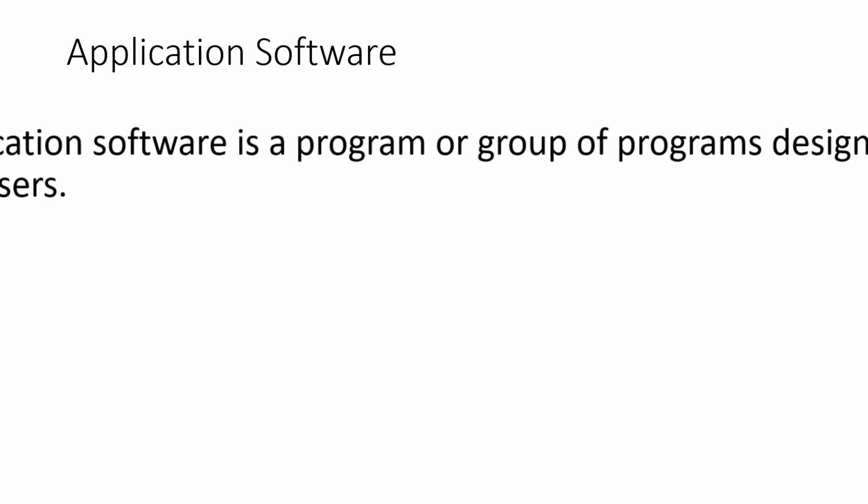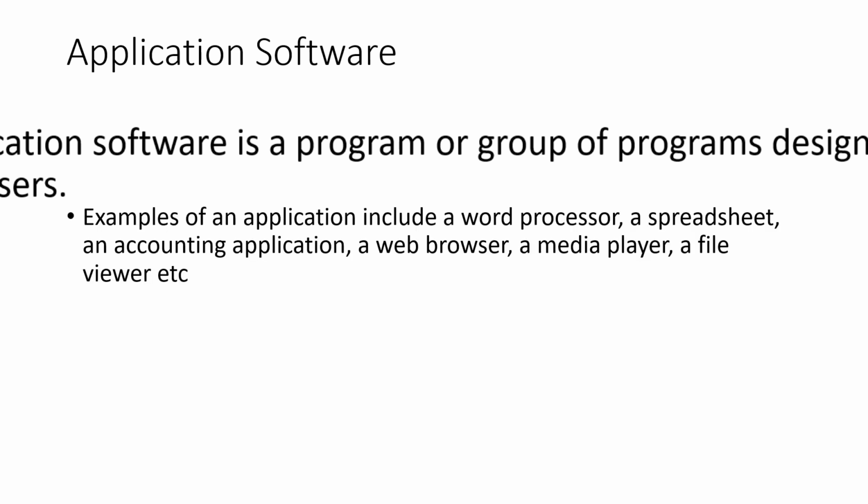Now we see application software. Application software is a program or a group of programs designed for the usage of end users. Application software includes a word processor, a spreadsheet, accounting applications, a web browser, a media player, a file viewer, etc. All these are application software.